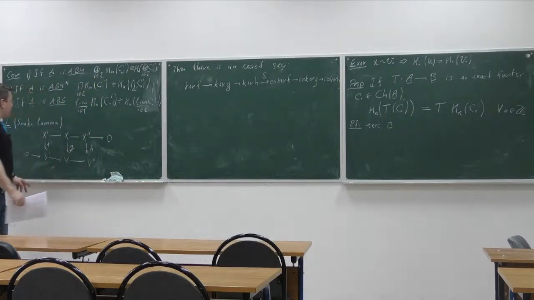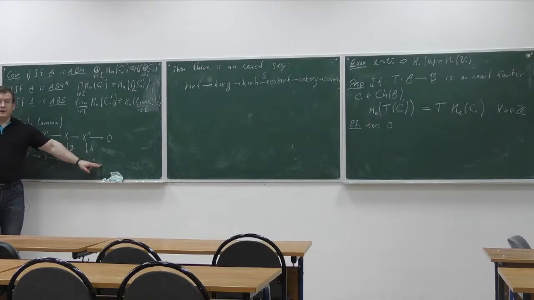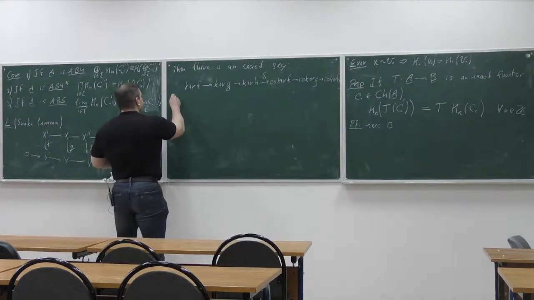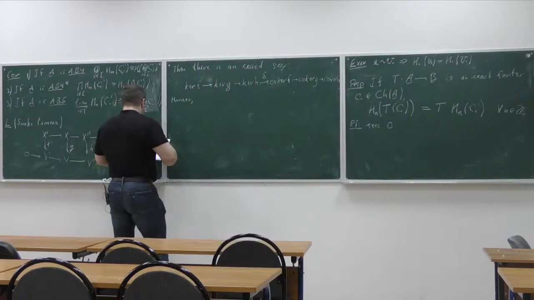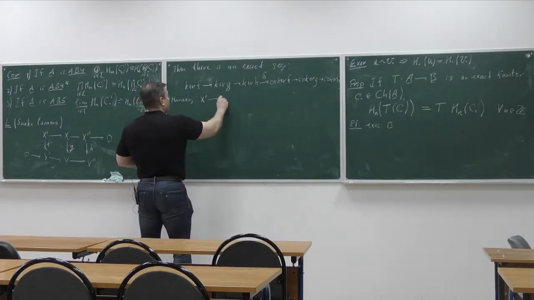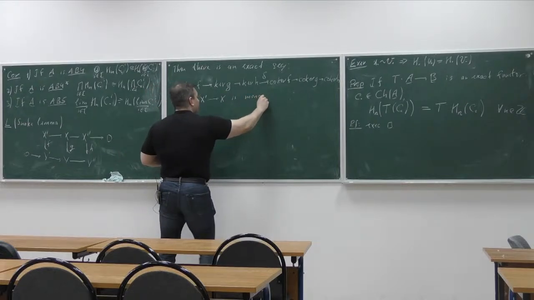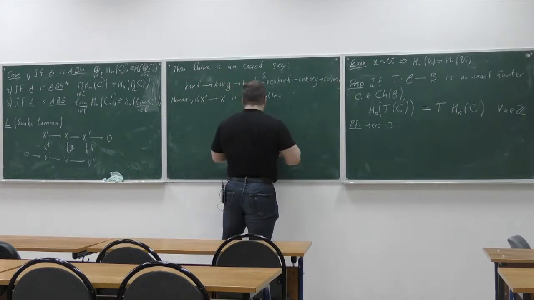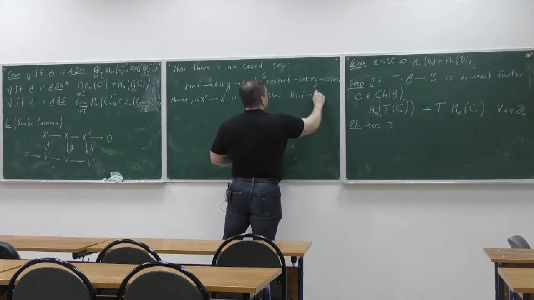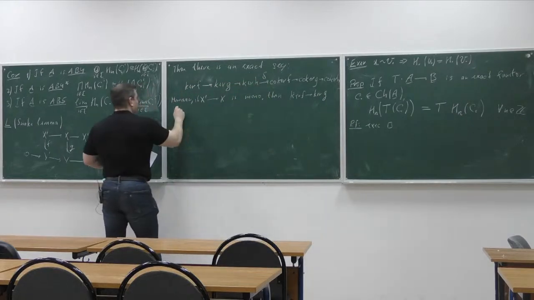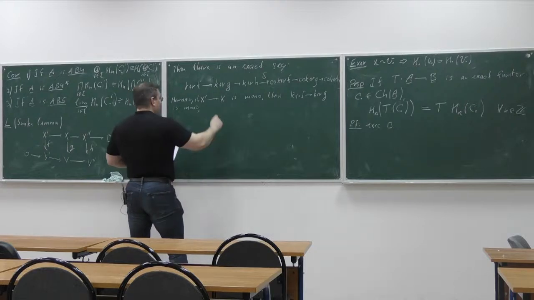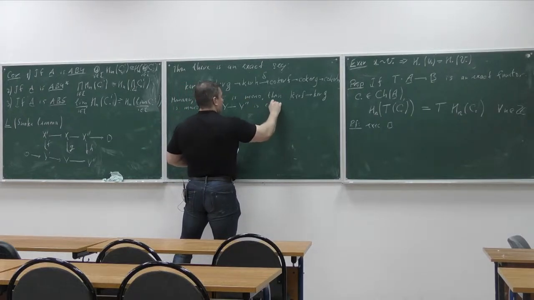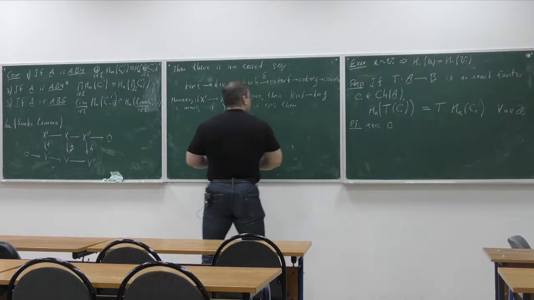In general, I don't have exactness at the ends, so that's what I can say with such assumptions. But it is true that if, moreover, the map x prime to x is mono, then the corresponding map on the kernels, the kernel of f to the kernel of g, is also mono. And of course, dually, if the map from y to y double prime is epi, then the map from the cokernel of g to the cokernel of h is epi.